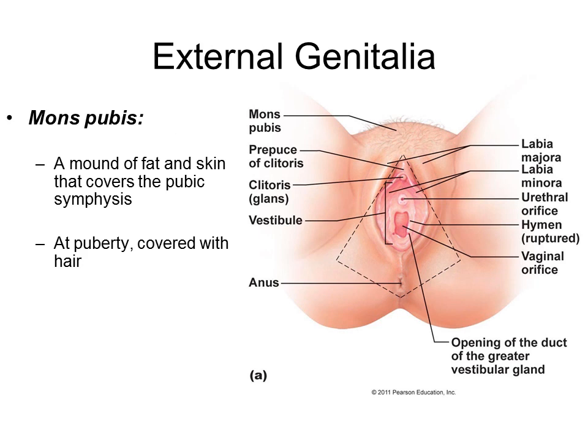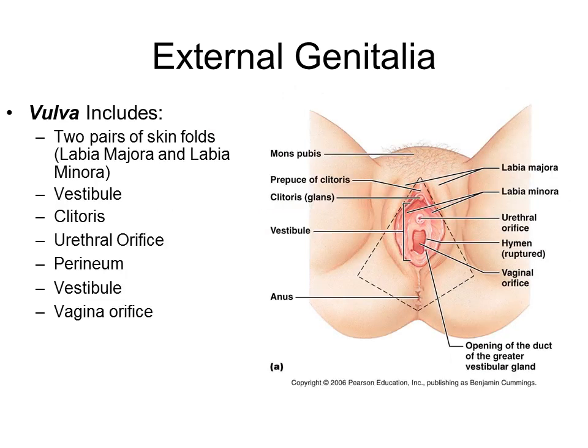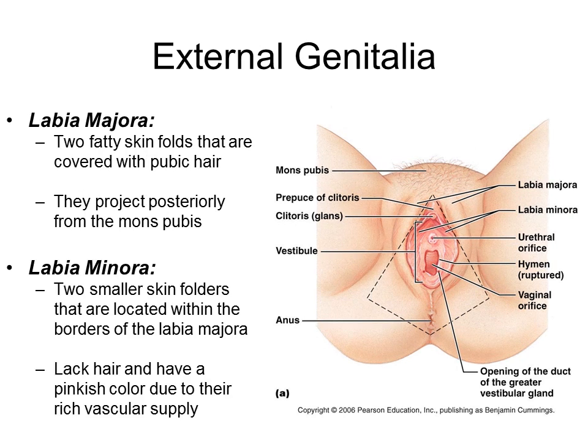If we look at the external genitalia of the female, start with the mons pubis. This is the amount of fat and skin that's covering the pubic symphysis. During or at puberty, when the secondary sexual characteristics appear, it becomes covered with hair. And then just beyond that is the vulva, which includes 2 pairs of skin folds, the vestibule, the clitoris, the urethral orifice, vaginal orifice, and perineum.